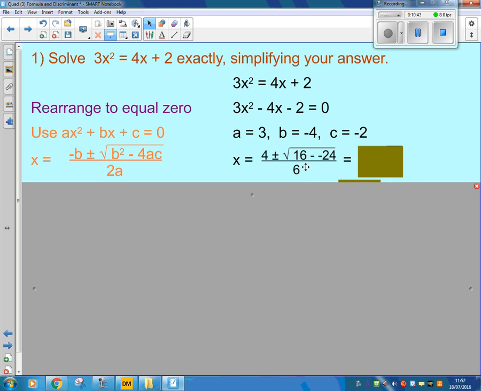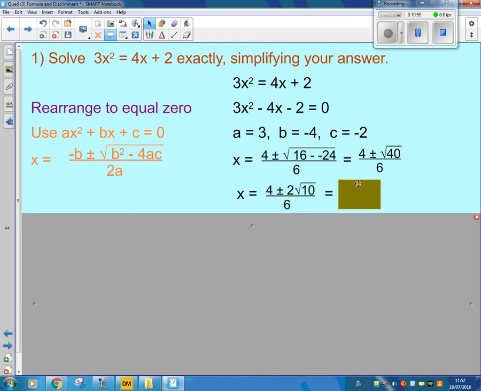Simplify the bit inside the square root. 16 minus 24, well, minus a minus is a plus, so you get square root of 40 there. So you get 4 plus or minus root 40 over 6. And now we can simplify that out because 40 is 4 times 10, and 4 is a square number. So the square root of 4 times 10, the square root of 4 is 2, so that bit becomes 2 root 10. You notice it says simplifying our answer. So instead of having root 40, we have 2 root 10 by splitting that into 4 times 10. Square root of 4 is 2.